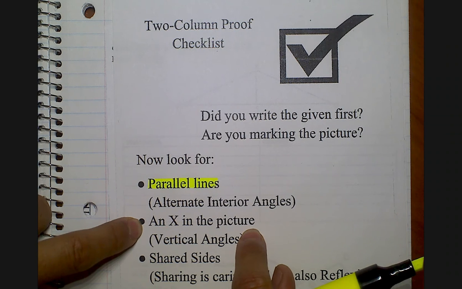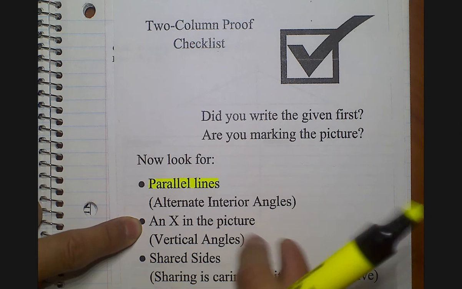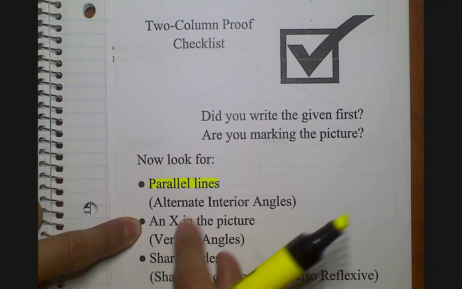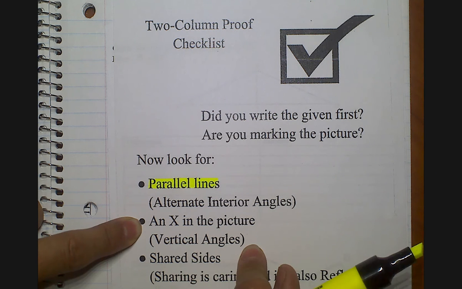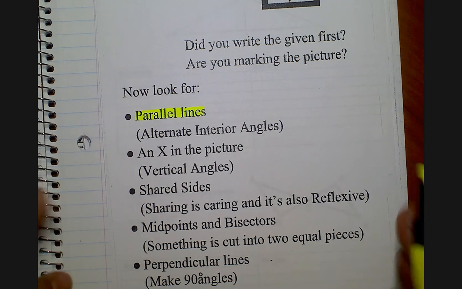An X in the picture. If it forms an X, I have vertical angles. So I know I have two angles that are going to be congruent, but I'm going to have to figure out which ones are congruent, and my reason will be that they are vertical angles.